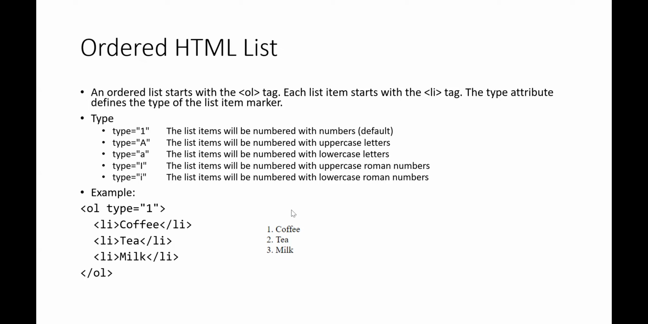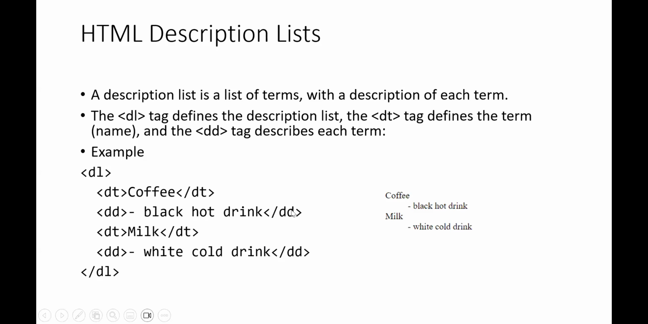The last one is the description list, where you can have a description title, which is what you need to describe, and then a description data, which is DD. So it's something like you have some item and you describe it more. For example, here we have two titles, coffee and milk. We can describe the coffee as a black hot drink, and the milk as a white cold drink, and so on.